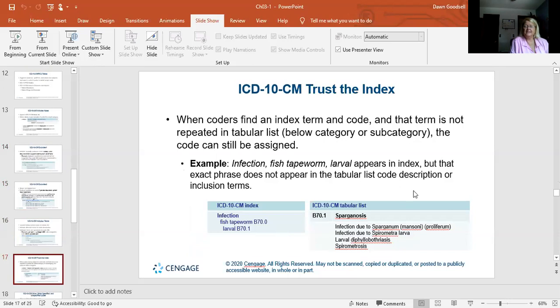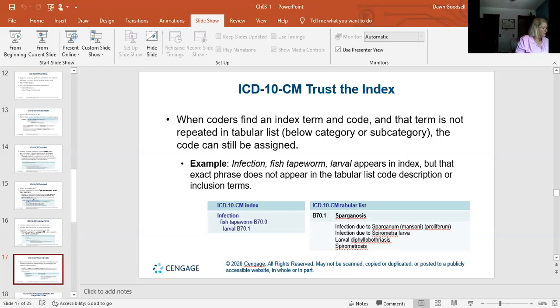ICD-10-CM: trust the index. When you look up your code in the alpha index, you then go to the back of the book in the tabular section, find that code number, and code to the full extent. So I want you to go to the back of the book, because we're going to code a full extensive code here. We're going to look at these little red boxes in front of the tabular section.